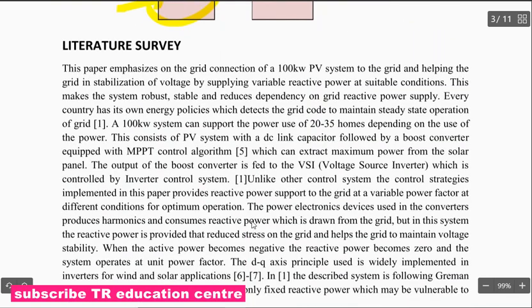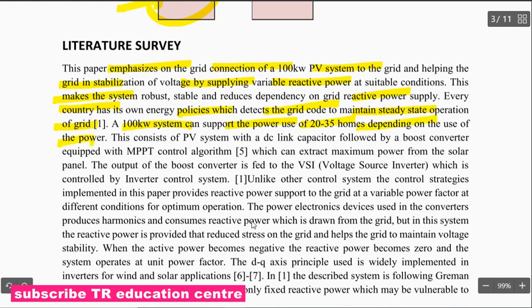Then the literature survey. The paper emphasized the grid connection of a 100 kilowatt PV system to the grid, helping the grid in stabilizing the voltage by supplying variable reactive power at suitable conditions. This makes the system robust and stable and reduces the dependency on grid reactive power supply. Every country has its own energy policy which dictates the grid code to maintain steady state operation of the grid. A 100 kilowatt system can support the power use of 20 to 35 homes.